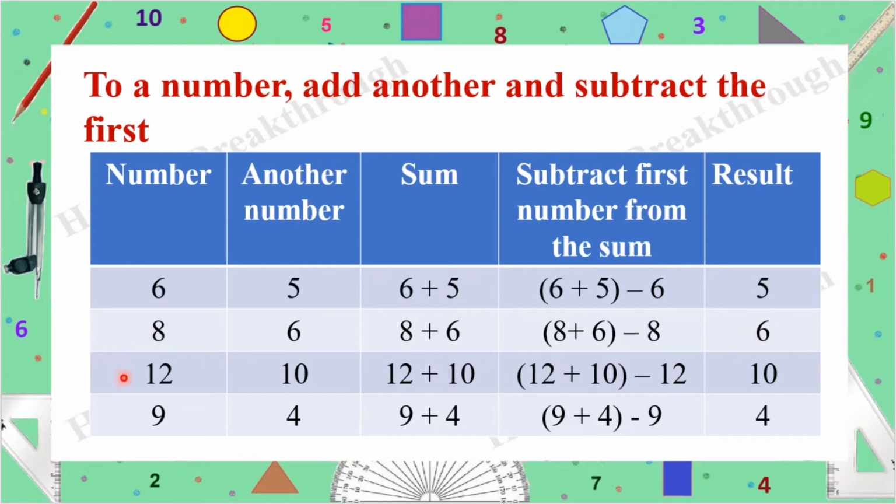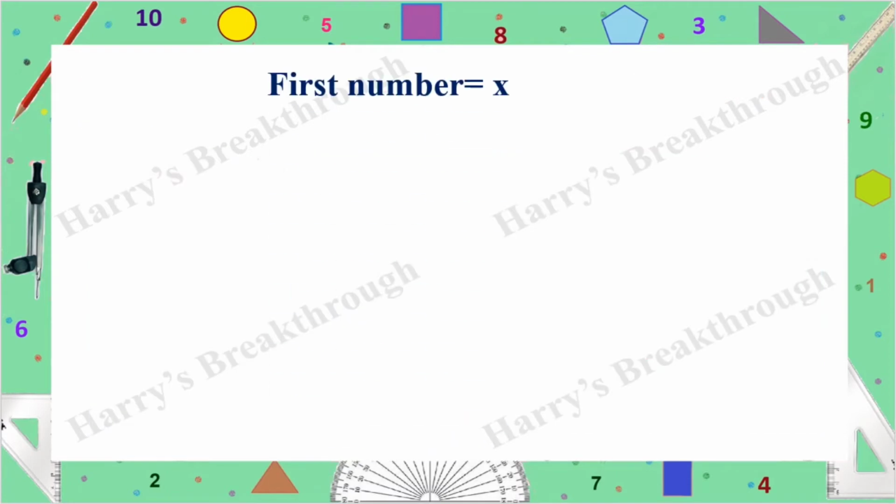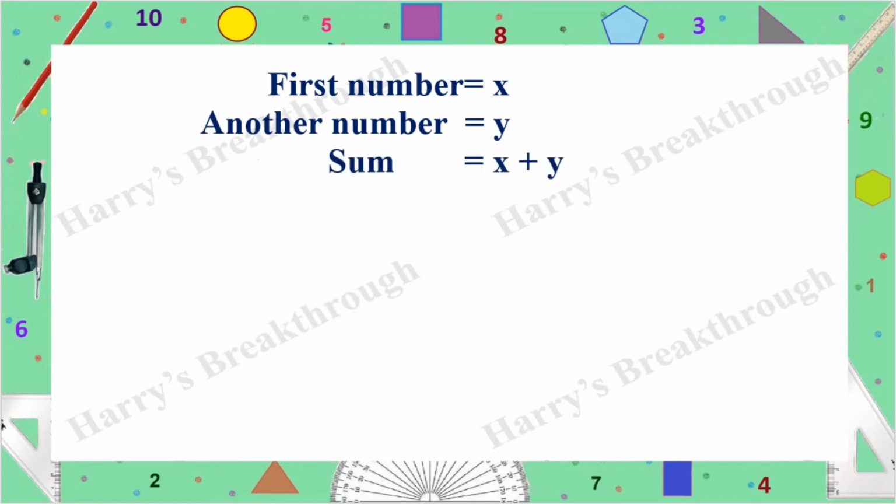Like that, you can try the remaining two examples. So let's write this in terms of algebra. First number, we can take it as x. And the second number as y. Now let's add these two numbers, x plus y. Now we have to subtract the first number from the sum.